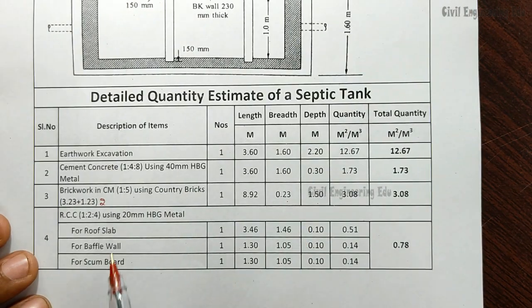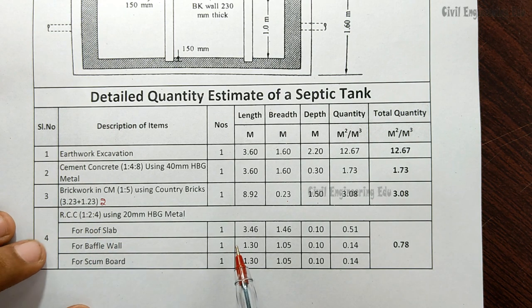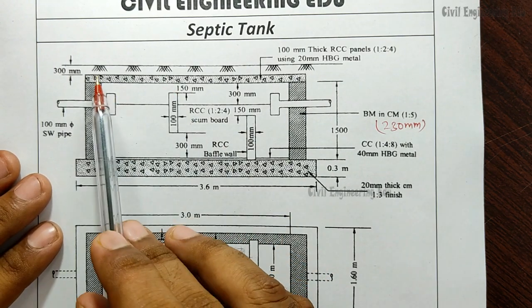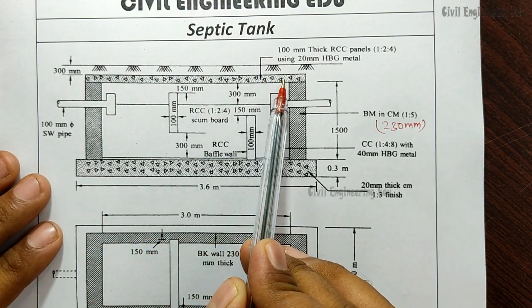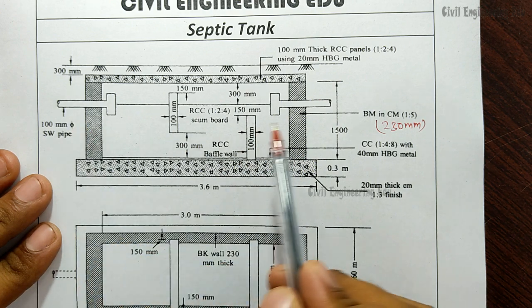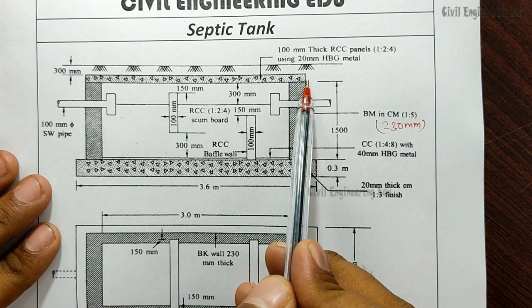In the similar way, RCC (1:2:4) using 20 mm HPG metal for different elements like roof slab, baffle wall, scum board. This we have to calculate the RCC quantity. Let us see roof slab. So this is nothing but a roof slab. For roof slab, we have to calculate the length from this end to this end because it is placed from this end to this end only.